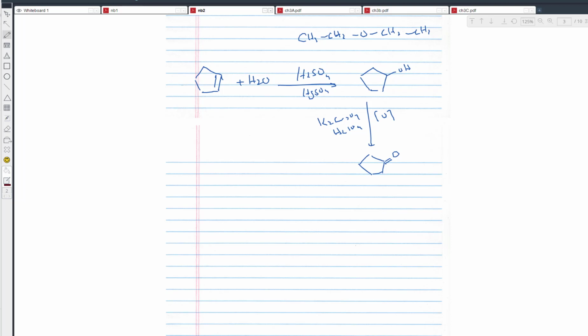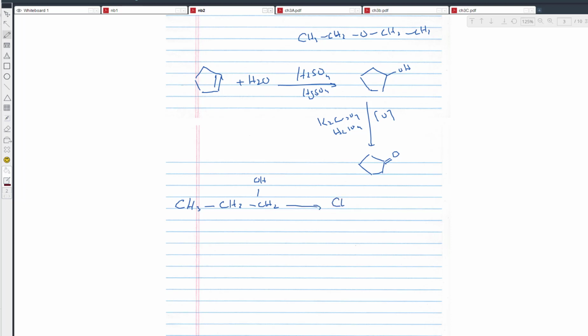Now, what about C? The reactant they're showing is 1-propanol. And you have to make 2-propanol, am I right? This one I want you to think a little bit. It's not difficult. The product is a secondary alcohol, so you are going from a primary alcohol to a secondary alcohol.